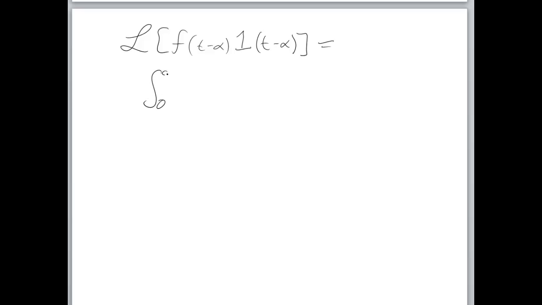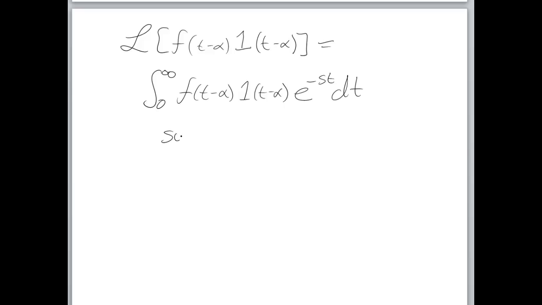So now, if we look at the Laplace transform, we're going from 0 to infinity of f of t minus alpha, 1 of t minus alpha. Remember, this 1 just represents a unit step, so it's really just a function for the unit step, times e to the minus st dt.